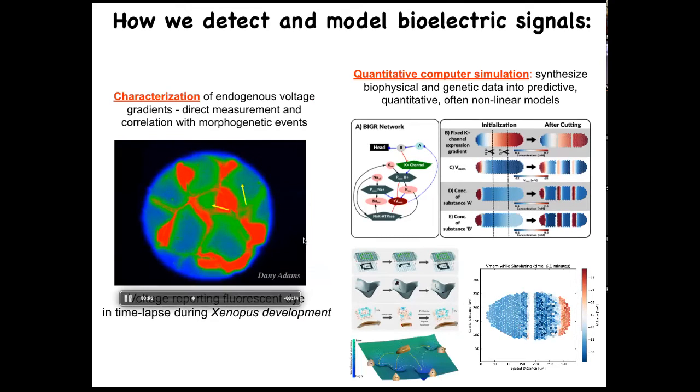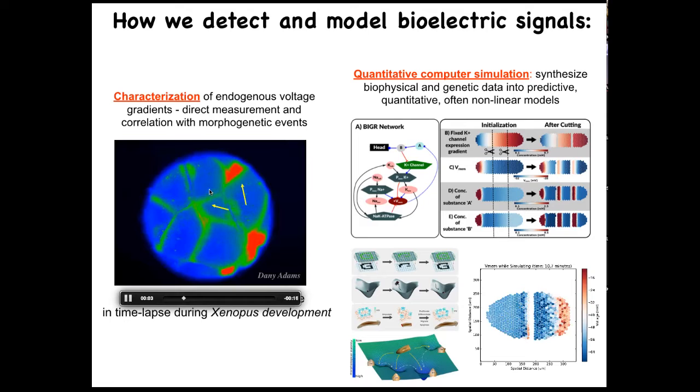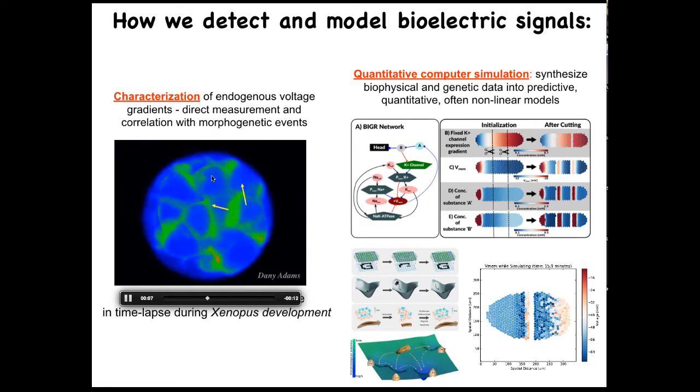So the first is a set of voltage-sensitive fluorescent dye approaches that you basically soak your samples in, and they tell you where all the voltage gradients are. So this is a video of an early frog embryo made by my colleague, Danny Adams. And when she was a postdoc in my group, she worked out a protocol by which we could use these voltage dyes to see all the electrical conversations that these cells are having with each other.